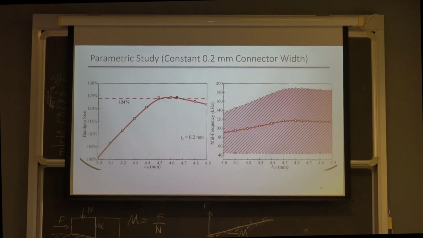The next thing that we did, we fixed this connector width at 0.2 millimeters. This thickness is picked due to the fabrication limitation. This is the best that we could 3D print on the Formlabs 3D printer, so we could not do better.